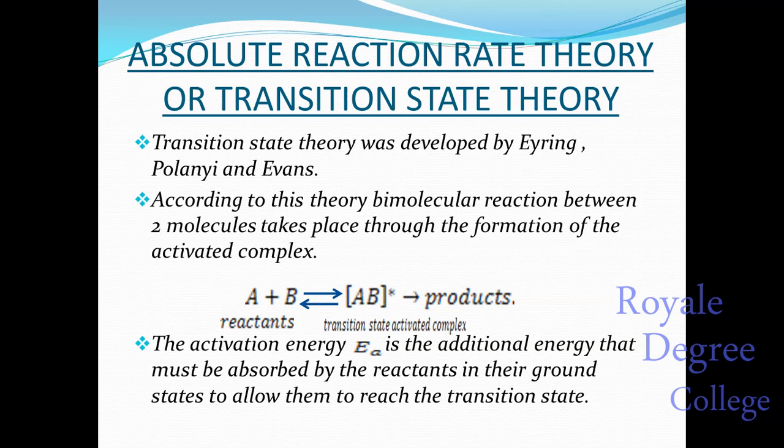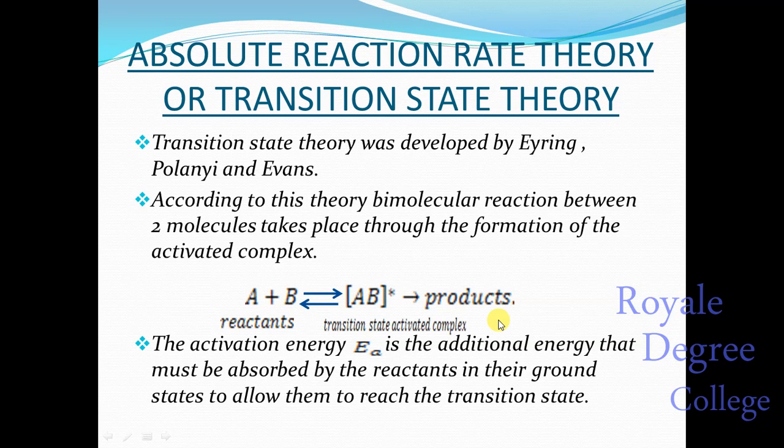Here you can see the reaction. A plus B, both are the reactants reacting with one another, and as a result, on reversible equation, we are getting AB star. That is nothing but the transition state, the activated complex. From the transition state activated complex, we are getting the product at last.